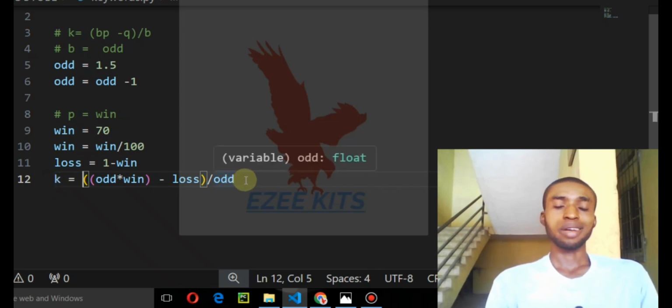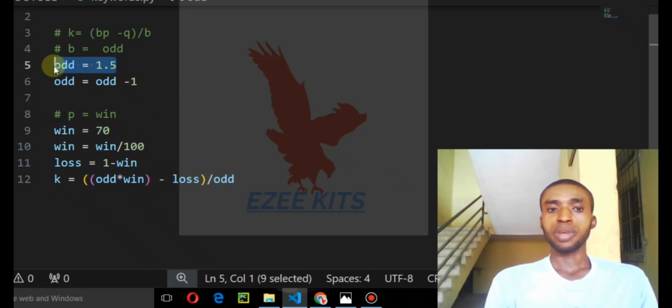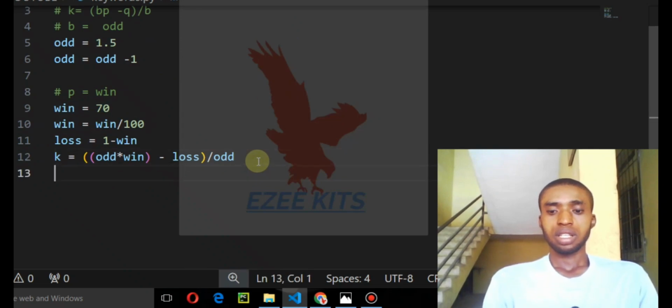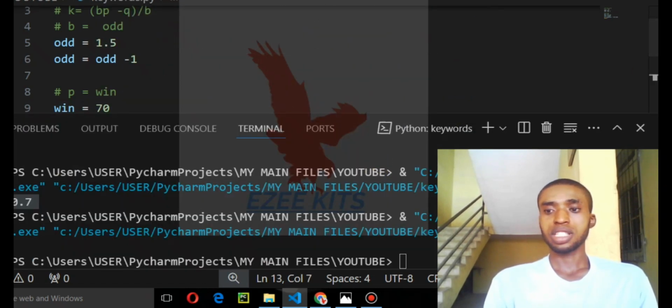So this will just apply the Kelly Criterion. All these values here, the win and our odd: the odd is going to be provided by the bookmaker, while the win is what we are estimating by ourselves. I can now print our K to tell me how much, expressed in percentage, I'm going to stake in a particular bet.